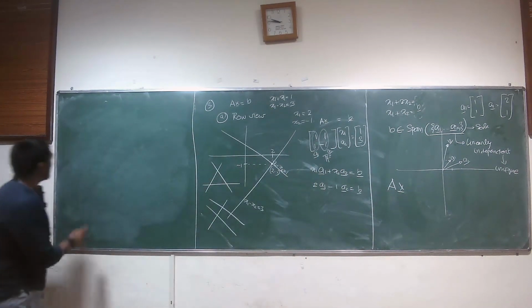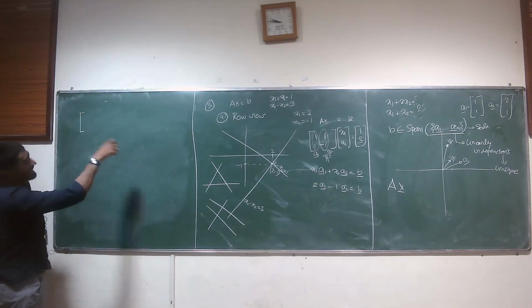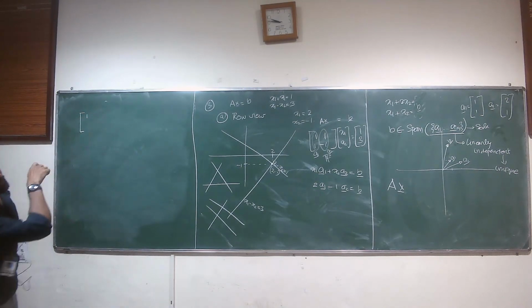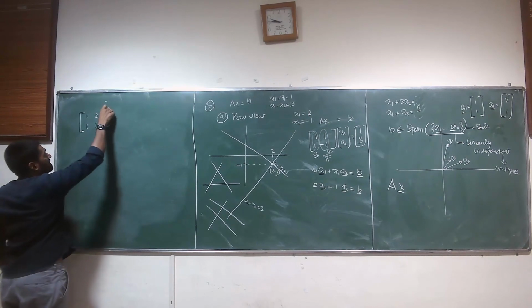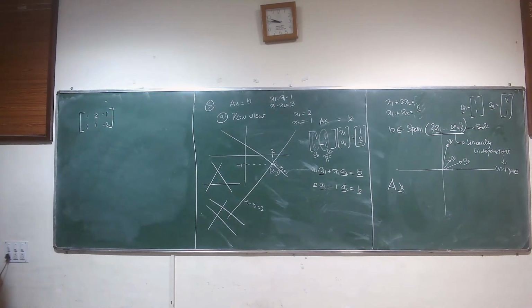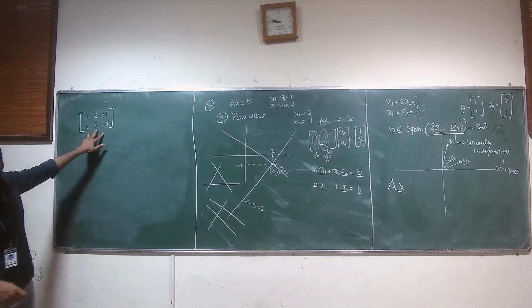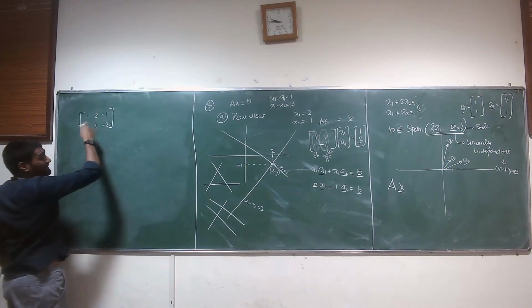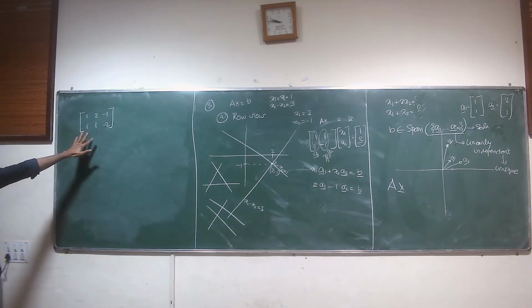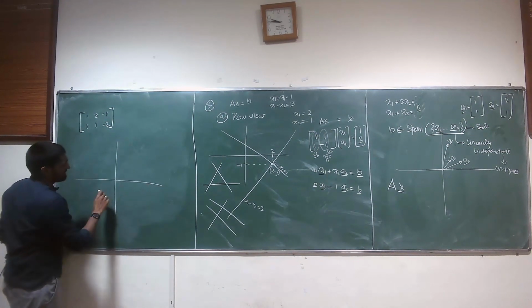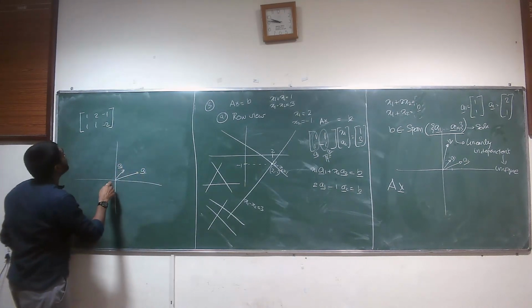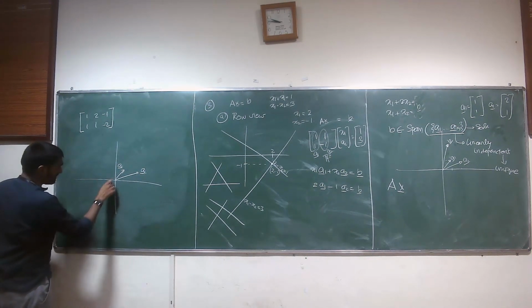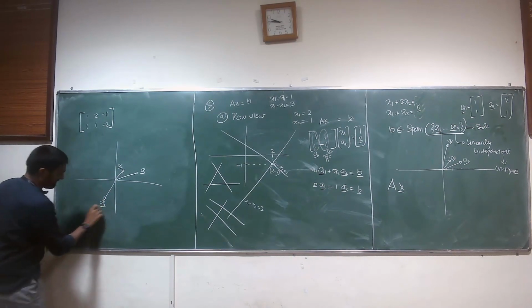Now, what if instead of an A like that, you had an A that was 1, 1, 2, 1, or instead of having 2 columns in A, you have 3 columns in A. The corresponding picture: this is A1, A2, and minus 1, minus 2 here. This is A3.